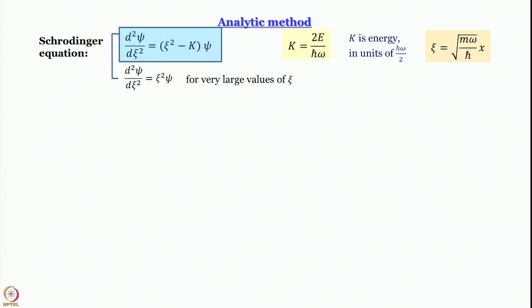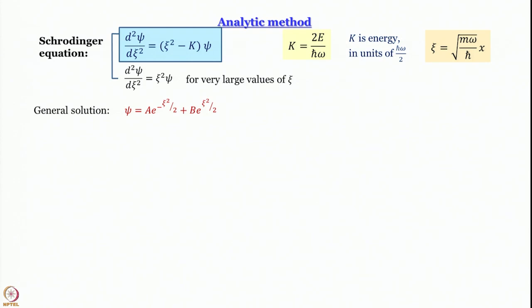So what we will do is, first we are going to work this out. What is the solution for very large value of xi? And then we will go to the general solution. So first of all, the general solution here would be a e to the power minus xi square by 2 plus b e to the power xi square by 2. Just work it out yourself, differentiate twice, you will get back the same equation.